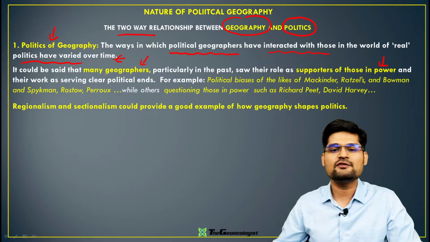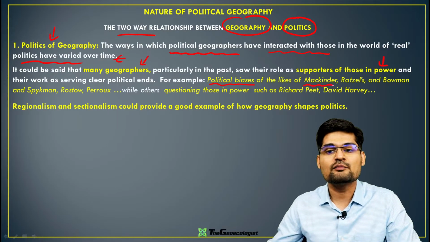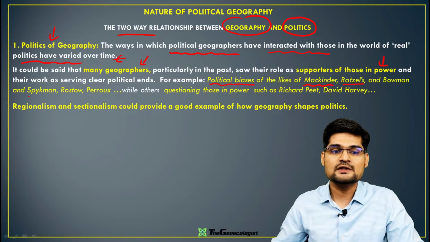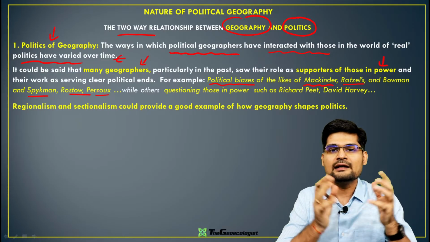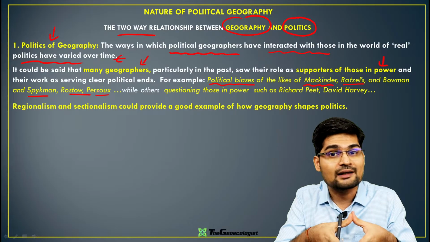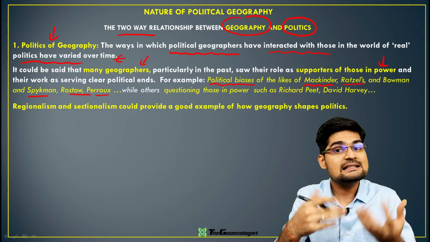For example, if you have read about political biases where the theories concerned were Mackinder's heartland theory, Ratzel's organic theory of state, Bowman's work, Spykman's work, Rostow's and Pirot's work. All these are in accordance with people associated with power and decision making in a given territory, in a given state. But what about others who contested this idea?